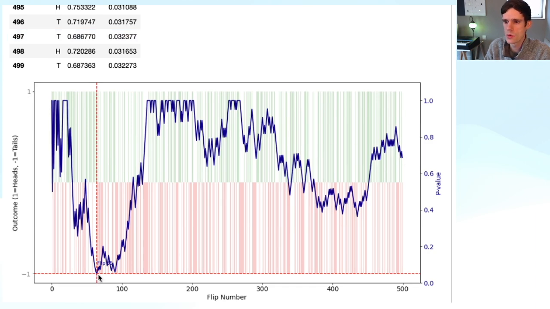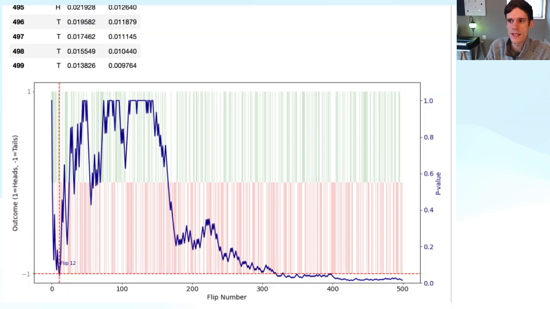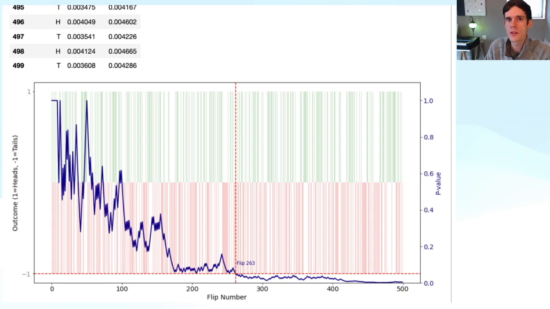However, we do see that after flip 66, I believe, our p-value did drop below this threshold of 0.05, but it didn't stay there. Now, if we run this experiment again and again, our p-value does drop below 0.05 and indeed remains there. And this second part, that it remains there, is indeed very large evidence that this coin is biased.